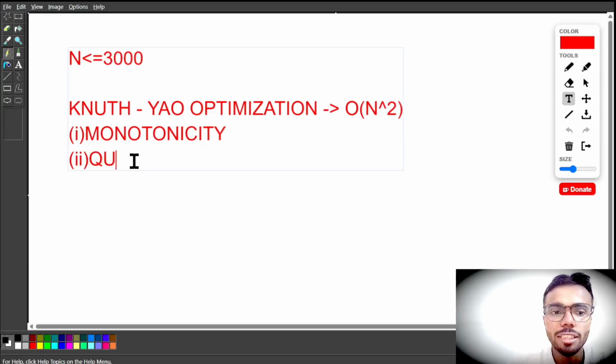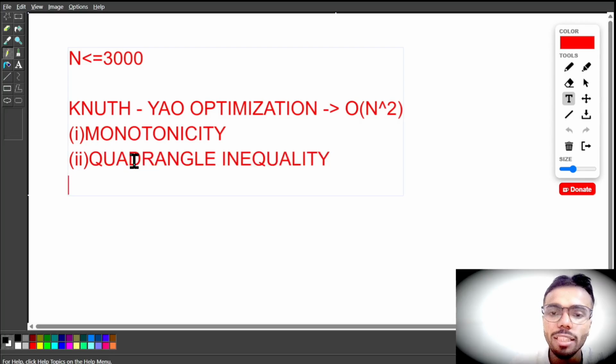And another is our quadrangle inequality. So what is the quadrangle inequality, guys? Basically, we are given four coordinates A, B, C, D, where A is less than or equal to B, less than C, less than D.